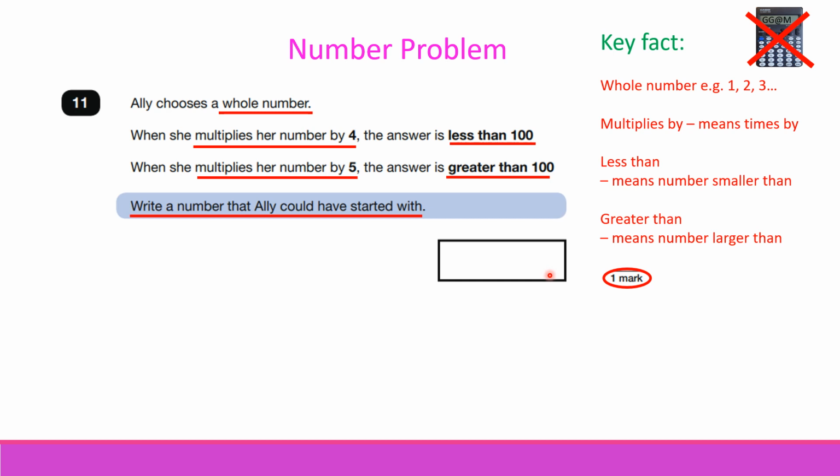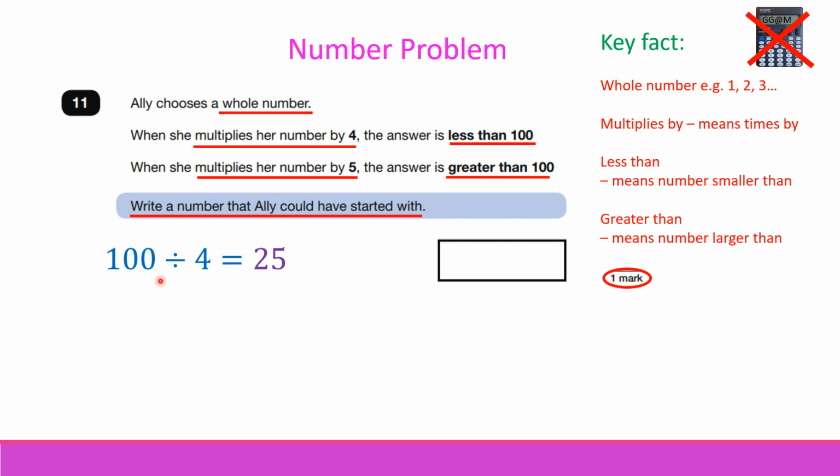So to start with, we're going to think about a number that multiplies by 4 and the answer is less than 100. Now because 100 is the key number here, we're actually going to start with the number 100 and we're going to divide it by 4. Because if I multiply it by 4, the answer's got to be less than 100.